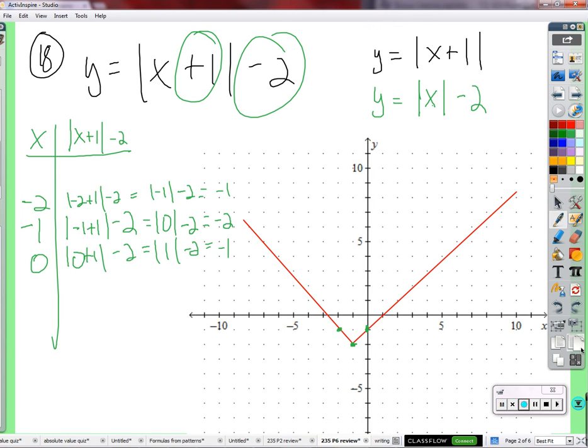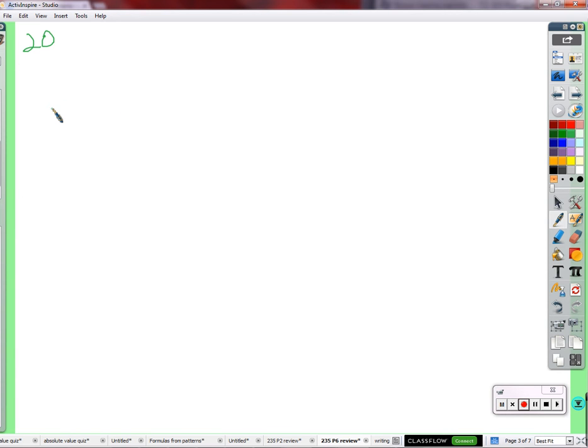Number 20. 4 times the absolute value of x minus 4. Multiplying by 4, we found last class, does what to the graph? It goes 4 times steeper. Good. And subtracting 4, just like subtracting 2 in the last example, makes the graph do what? Go down 4.